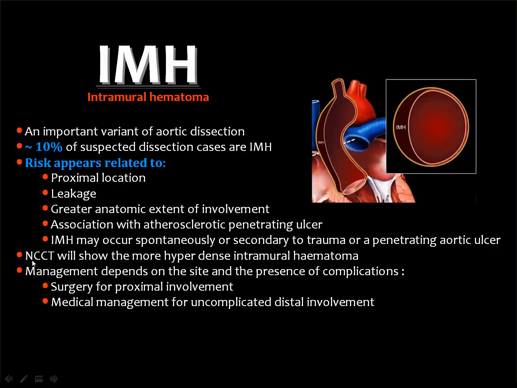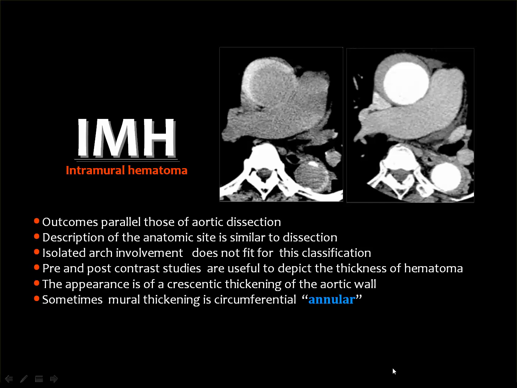And the non-contrast study is important for the diagnosis. The aortic hematoma, if it is proximal, needs surgical treatment. If it is distal in the descending aorta, it is treated conservatively. And if you look carefully here, this is the pre-contrast scan and this is the post-contrast scan. In aortic dissection, the pre-contrast scan shows nothing. But here you can see a hyperdense hematoma in the wall of the aorta, whether it is the ascending or the descending aorta.